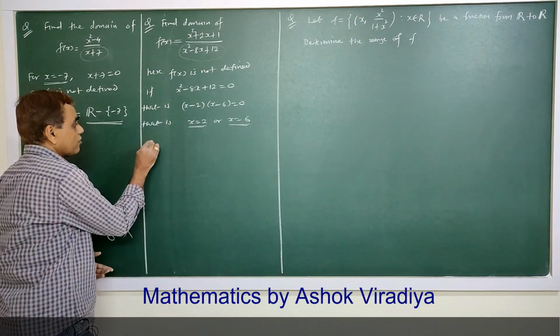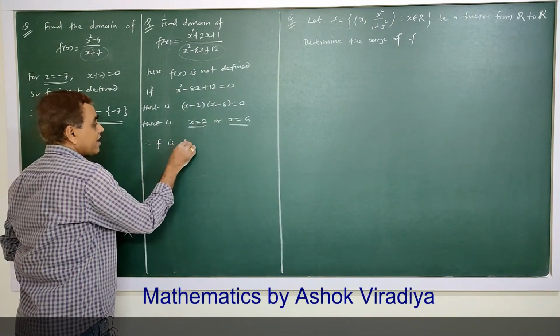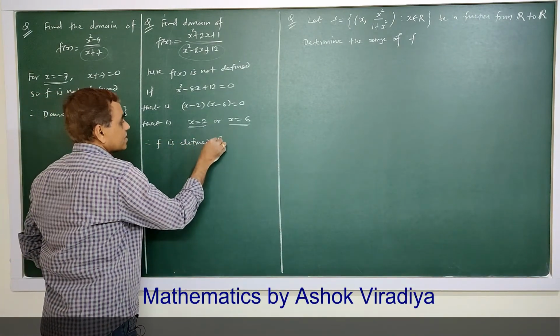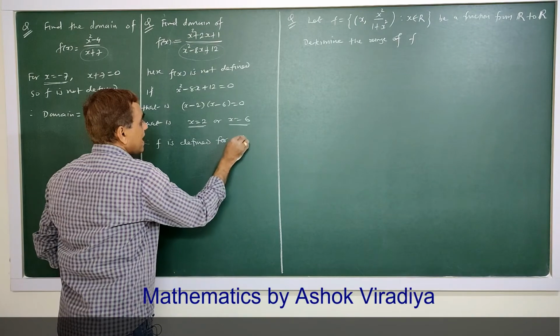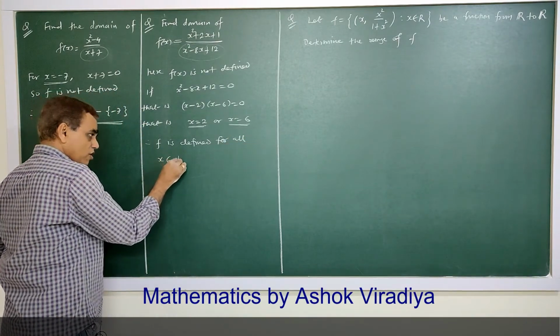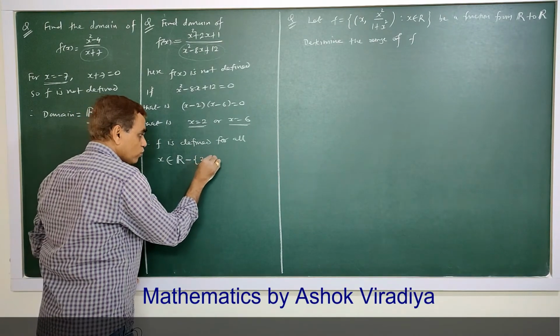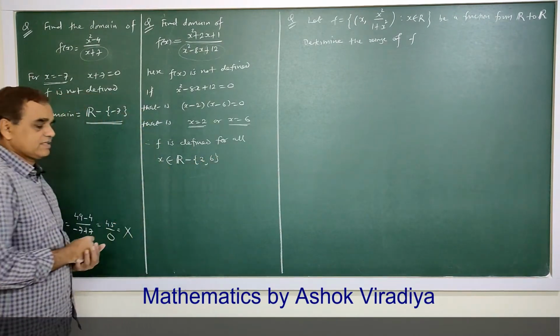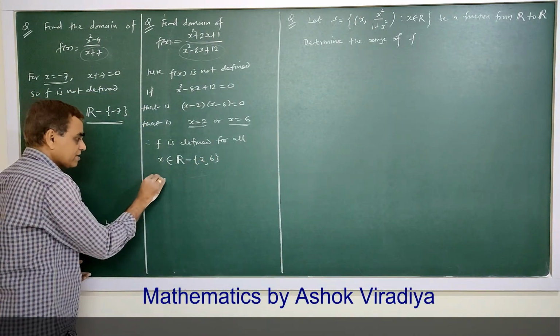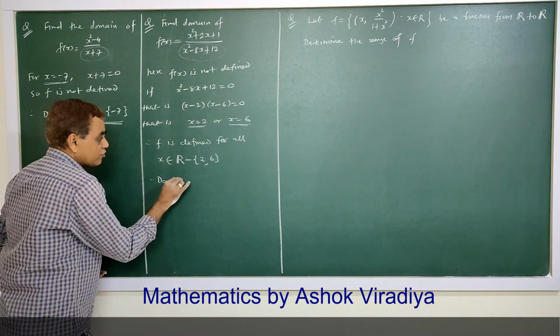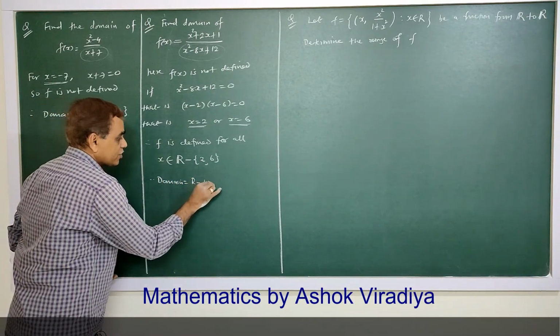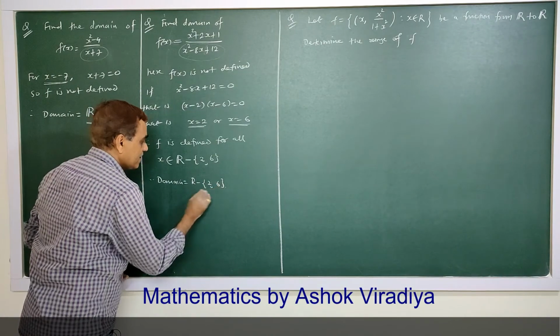So therefore, this function is defined for all x belonging to R, but except 2 and 6. So here the domain of this function is R minus {2, 6}. This is the domain.